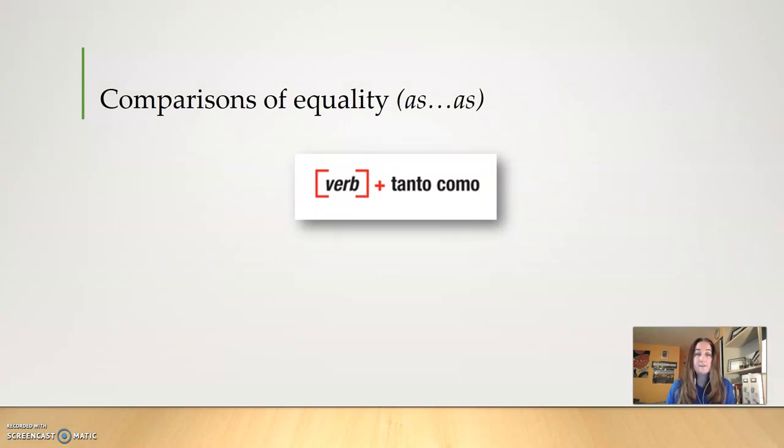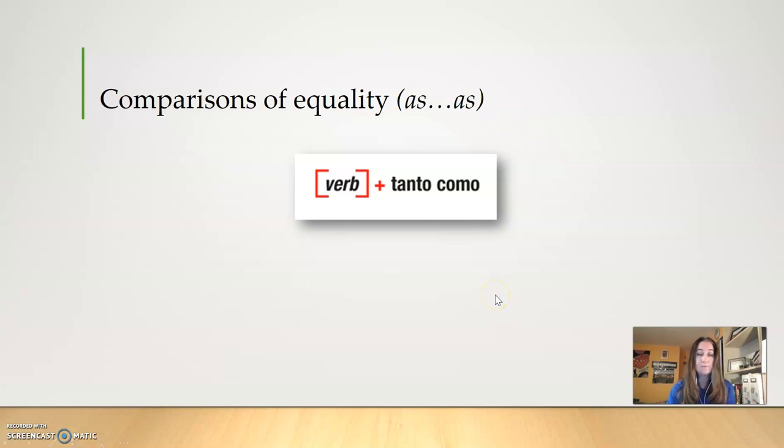Una comparación de igualdad más. One more comparison of equality. When we are making a comparison of equality with verbs, we use the verb followed by tanto como, and in this case, tanto never changes. It'll always be tanto como.